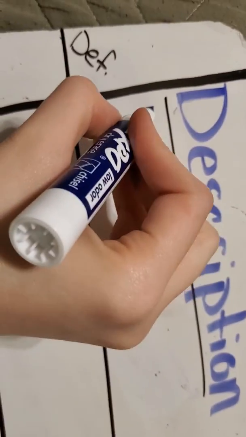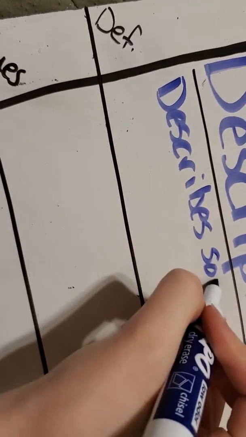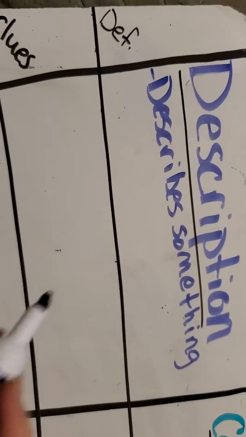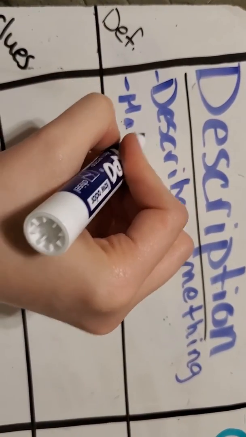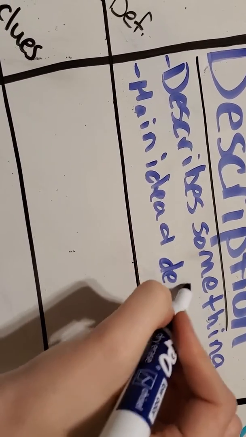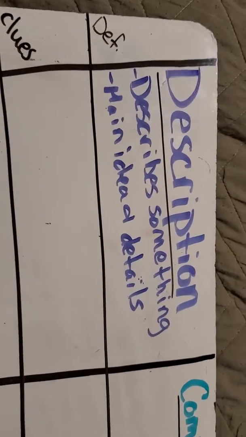So descriptive text, or description text, is just text that describes something. It gives you a main idea and details. This is kind of like the essays that we have you guys write, your expository essays. You choose a main idea and you write about it. So clues, look for adjectives.